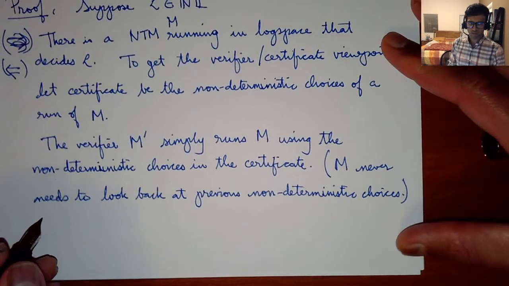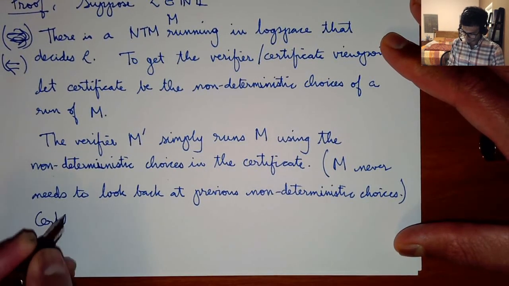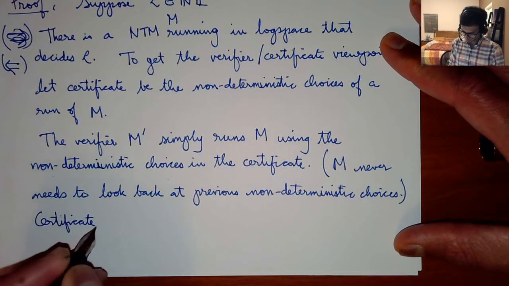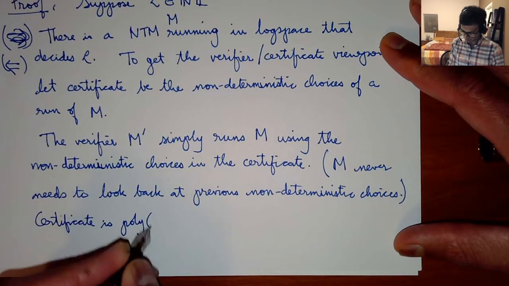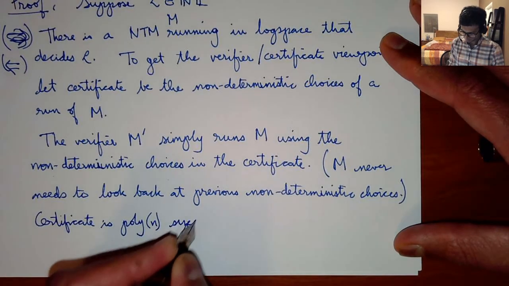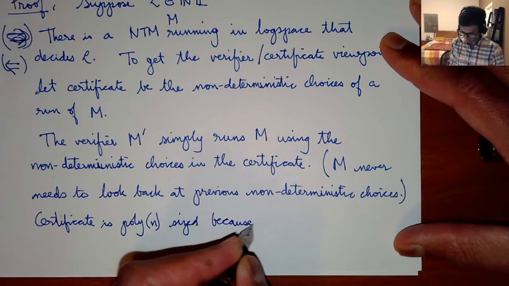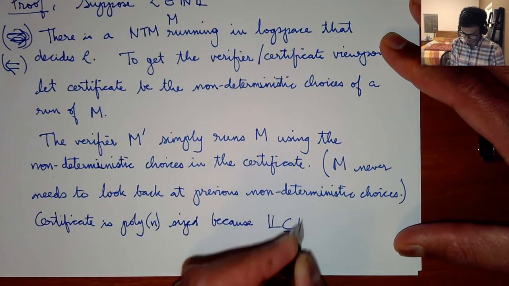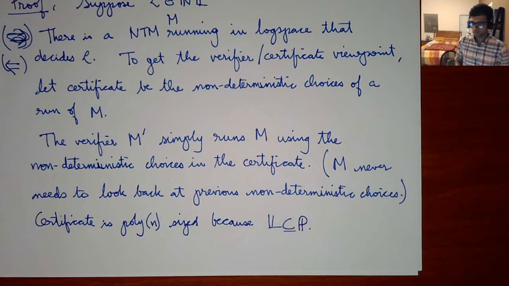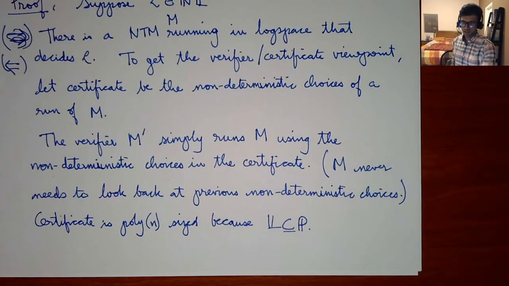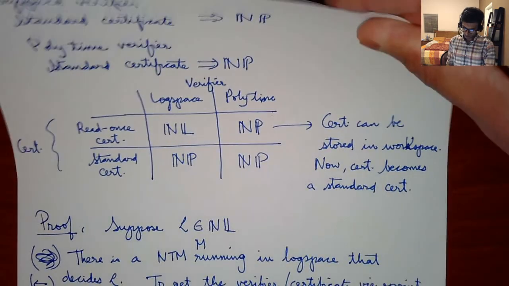Right? And so this is worth writing down, that the certificate is poly n sized, because L is a subset of P, basically. Okay? The other side is even easier. It's pretty straightforward.